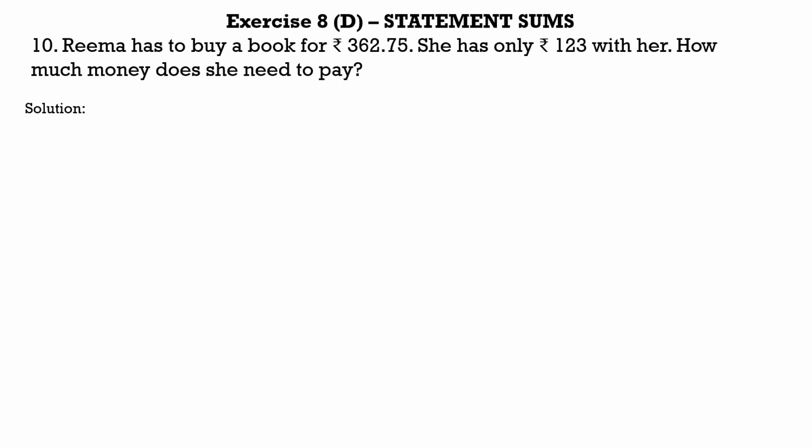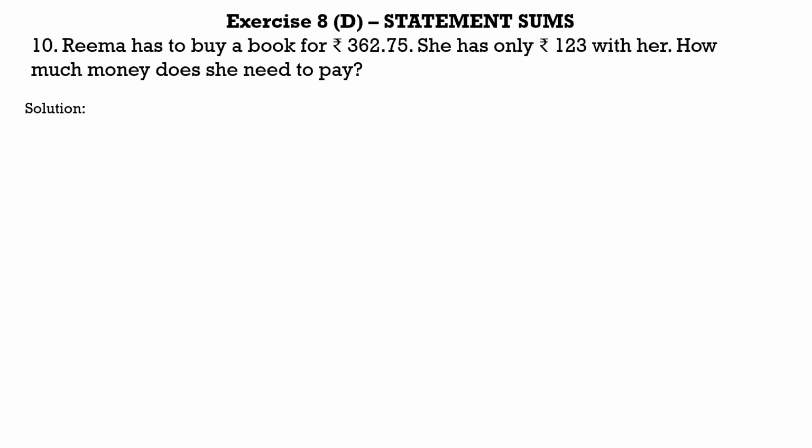Moving to the 10th sum, Reema has to buy a book for rupees 362.75 paise. She has only rupees 123 with her. How much more money does she need to pay? So she has to buy a book that is 362.75 paise, but she has a lesser amount. That means she has to pay some more amount to get the book. So we have to find out how much more money has to be paid.